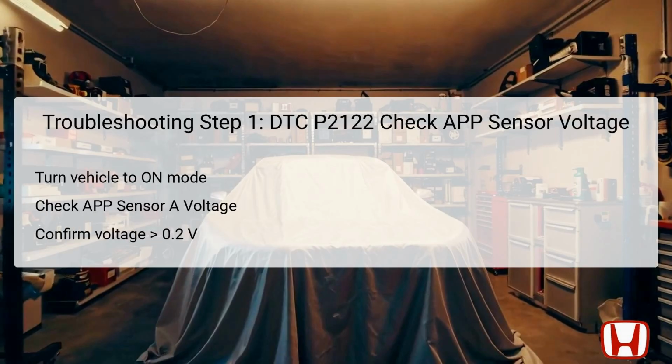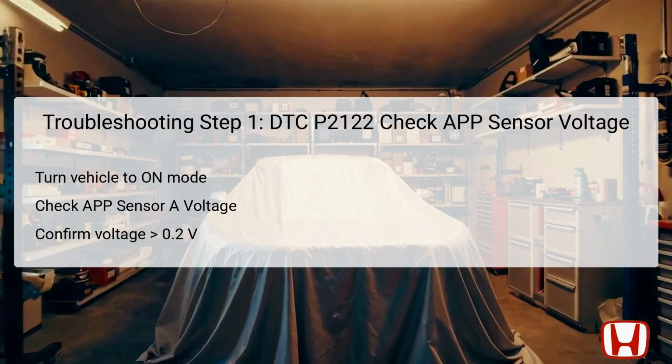The first step in troubleshooting the DTC P2122 is to check the voltage output from the accelerator pedal position, APP sensor A. Start by turning the vehicle's ignition to the on mode, which powers the vehicle's electrical systems without starting the engine. Then, connect a Honda Diagnostic System, HDS, to access real-time data. You should specifically look for the APP sensor A voltage reading on the diagnostic tool.